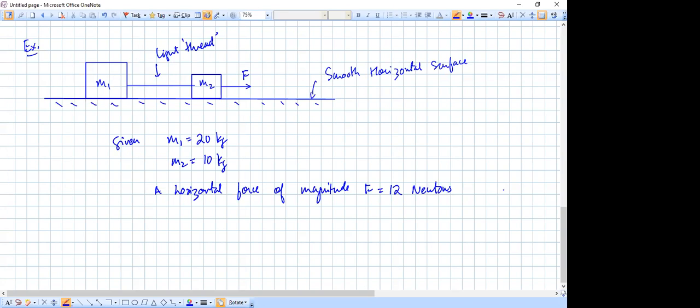So this is the situation. We are applying a horizontal force of magnitude 12 newtons. Okay. So we want to find two things: the acceleration of the blocks. So we'll obviously assume that the thread does not break, okay, and the tension in the thread.